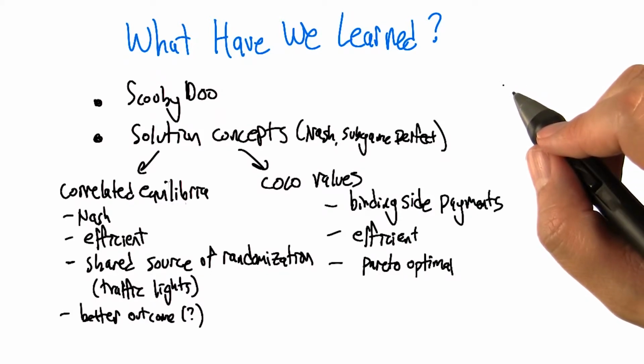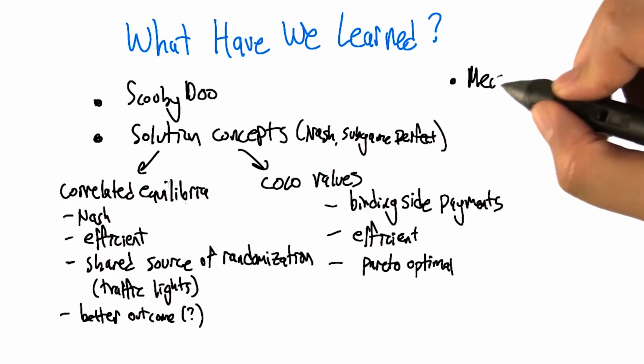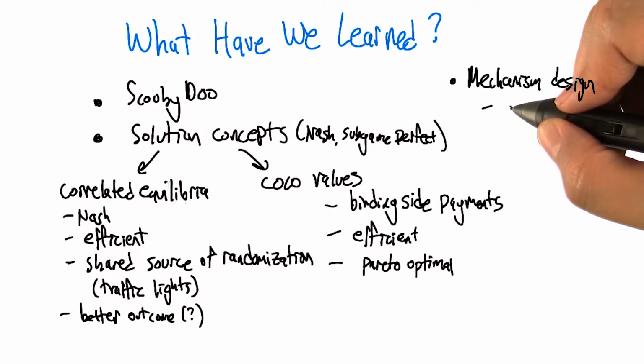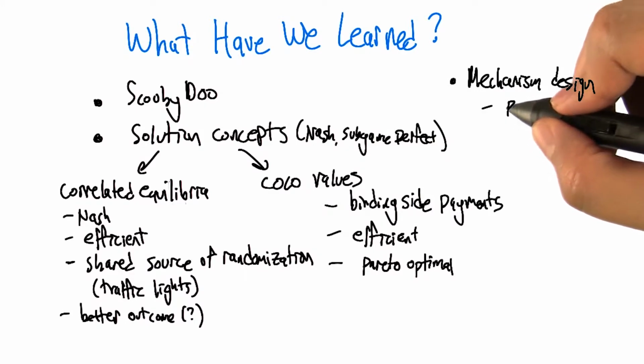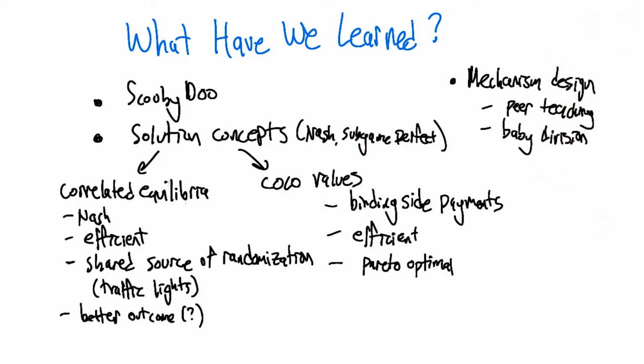All right. Well, so let's flip over to that, which is mechanism design. We talked about two things in particular. We talked about peer teaching. And we talked about King Solomon. Dividing up babies. Baby division. Never, ever divide by zero.